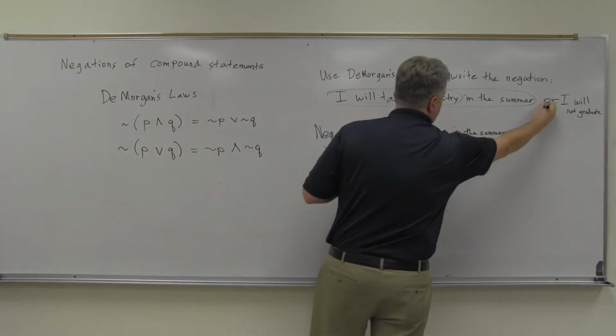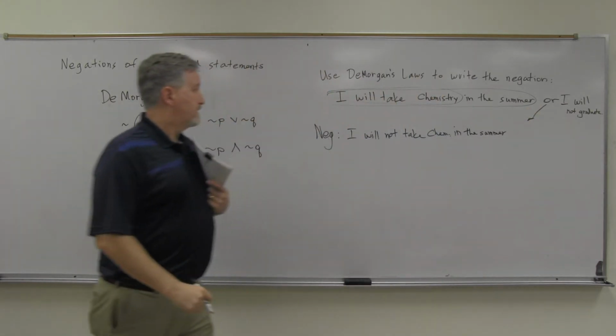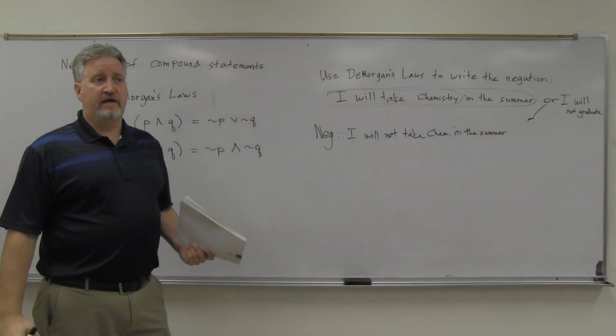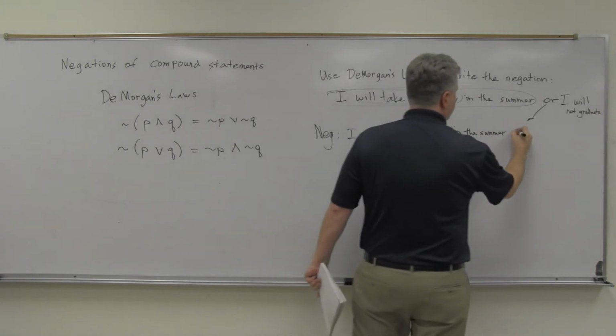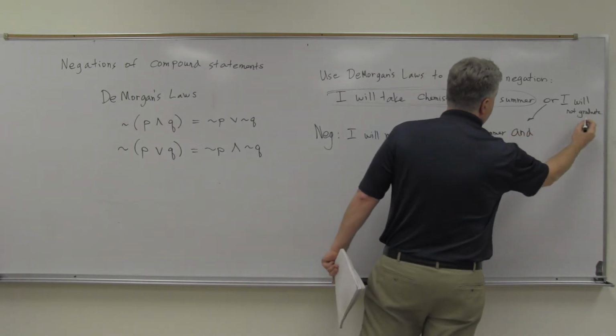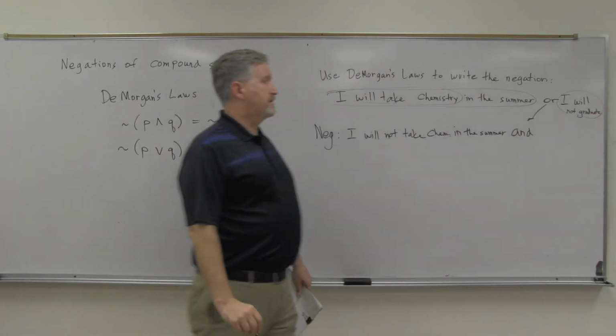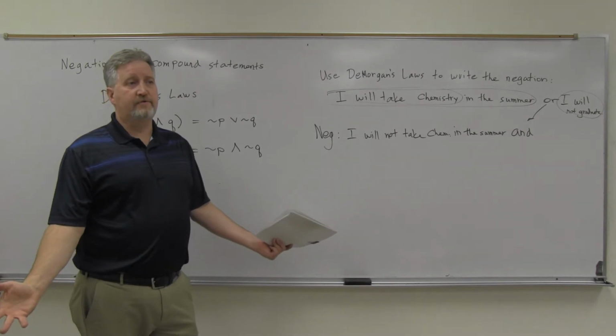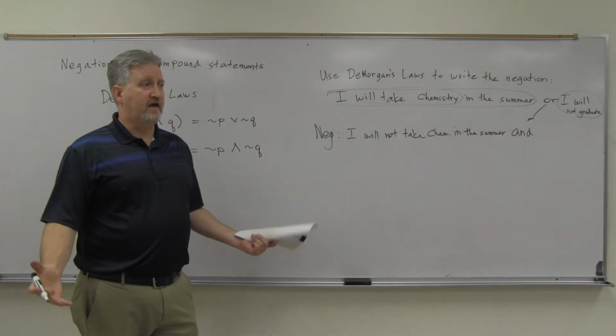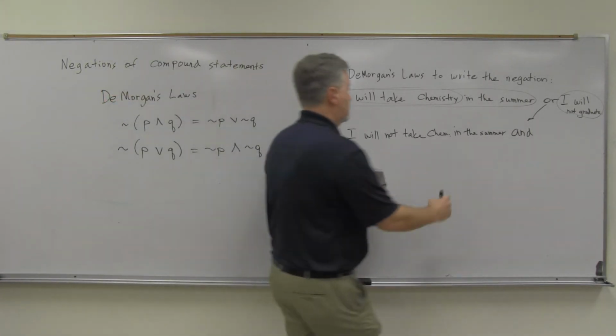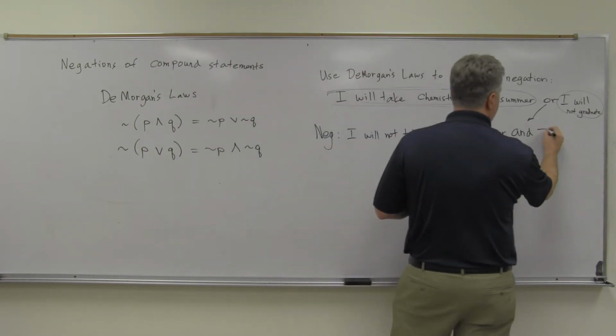I'm negating it, so let's go ahead and do it. To negate an or statement, you change the or to and. So it's and with that. Then you negate the Q statement here, which is I will not graduate, the negation of that. Just take out the not there: I will graduate. So, I will not take chemistry in the summer, and I will graduate.